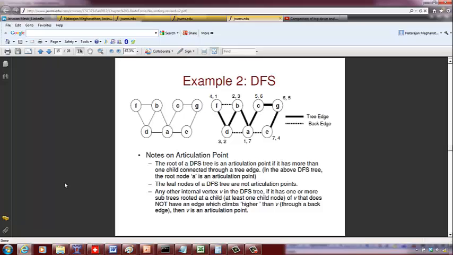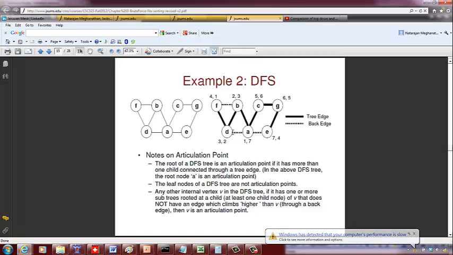So now what are the conditions for a node to be an articulation point? The root node of your depth first search tree is an articulation point if it has more than one child node connected to it through a tree edge. So it could be 2 child nodes or 3 child nodes or so on. It has to be at least more than one child node. Just having one child is not sufficient, more than one child, right? So that's the requirement for a root node to be an articulation point.